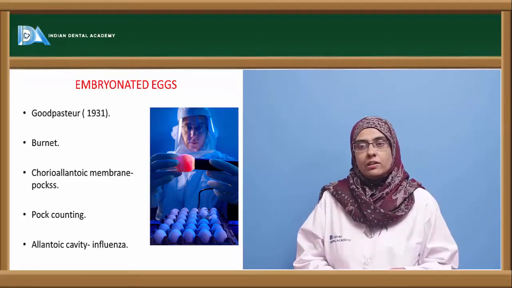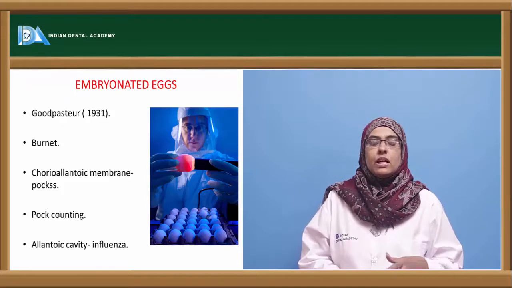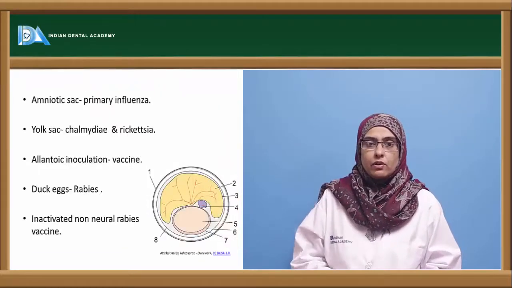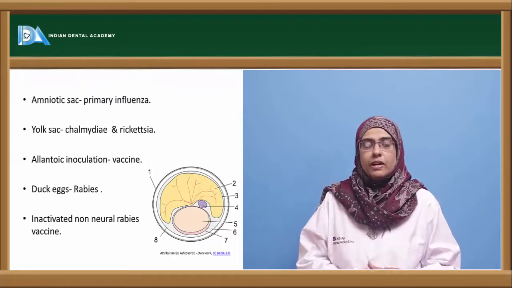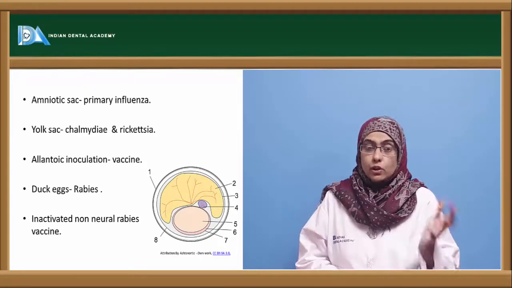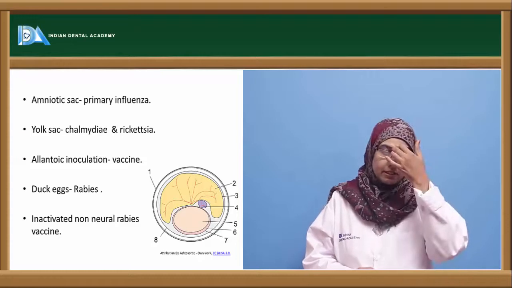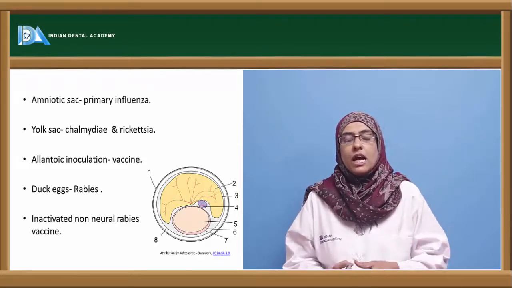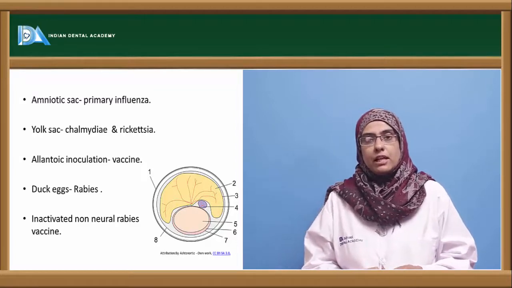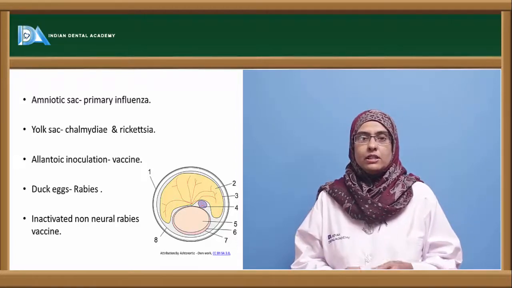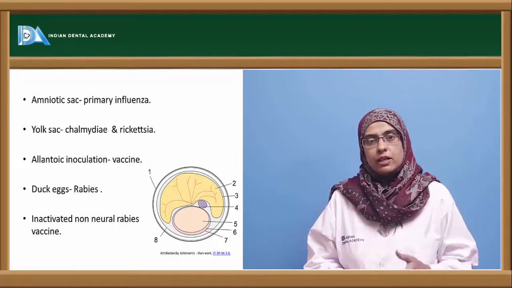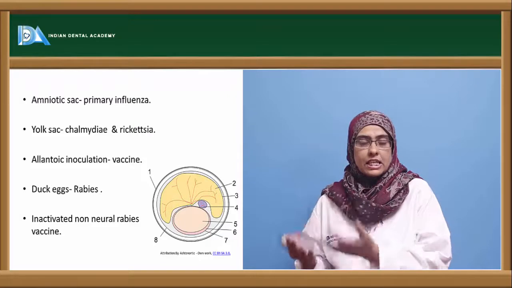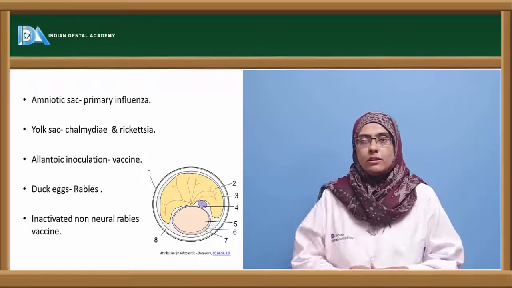Next we have the allantoic cavity, which is used for the cultivation of the influenza, and for the primary isolation of the influenza we can go for the amniotic sac. Apart from that, we have the egg yolk sac that helps in cultivation of chlamydia and the rickettsia, which cannot be grown elsewhere in artificial medium. And coming to the allantoic inoculation, we can make use of it to produce the vaccine strains that are mostly used in the production of vaccines.